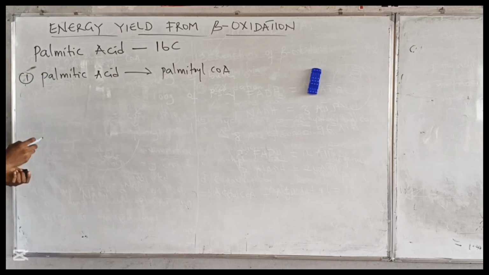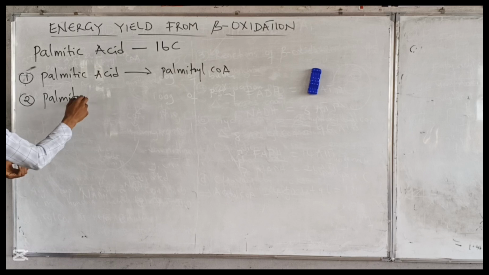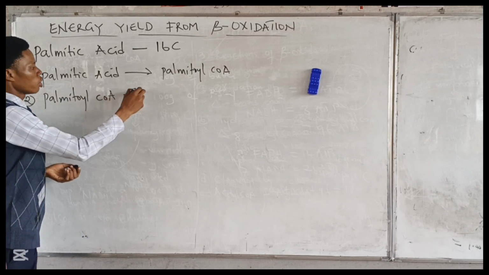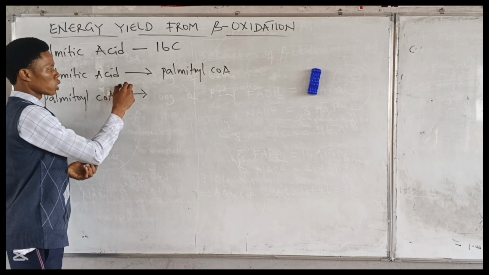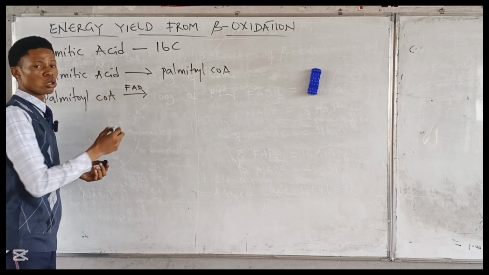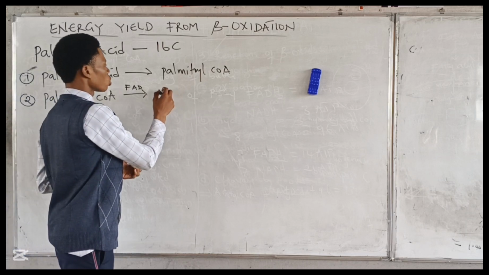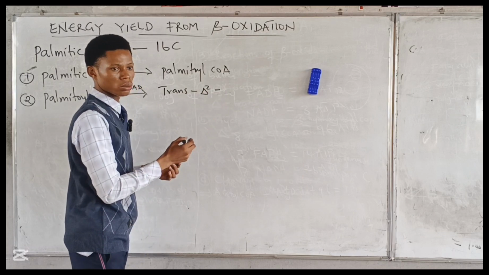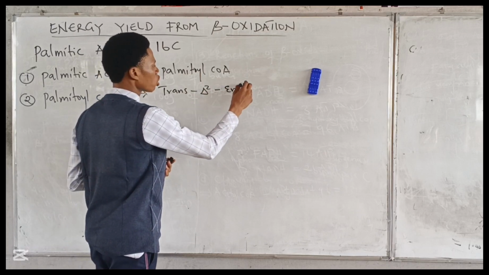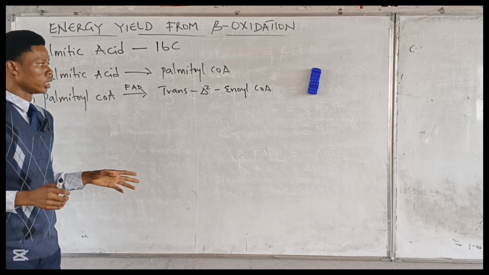So let's just know now that the palmitoyl-CoA is in the mitochondria. Beta oxidation can now take place. And in beta oxidation, this palmitoyl-CoA will undergo first oxidation by what? FAD, right? Introducing a double bond to form what? To form trans-delta-2-enoyl-CoA, because the double bond is introduced between carbon 2 and carbon 3.